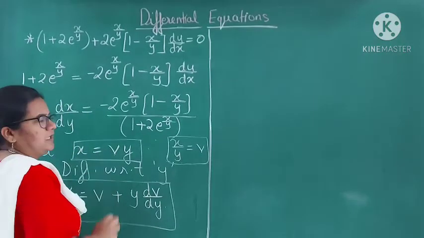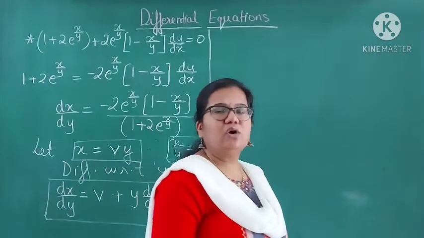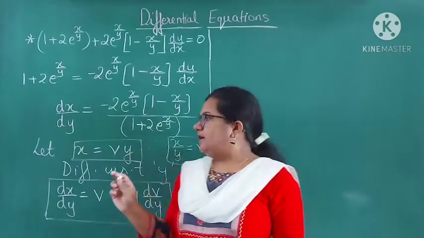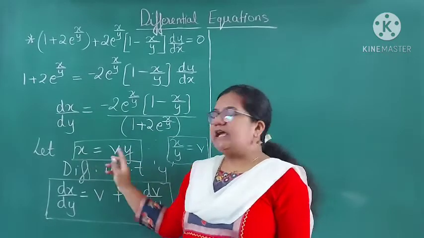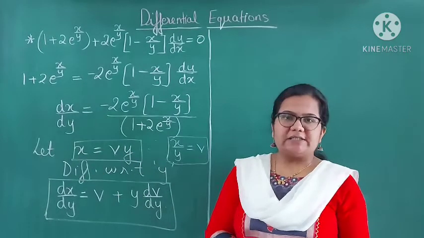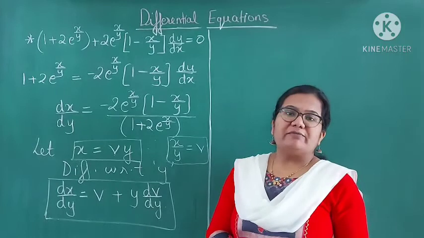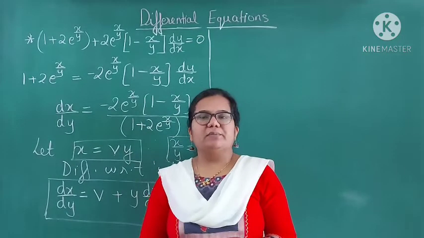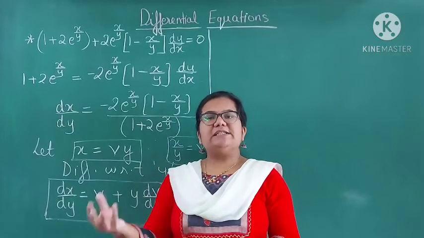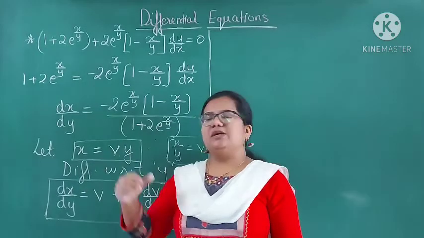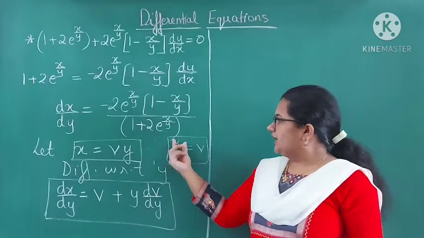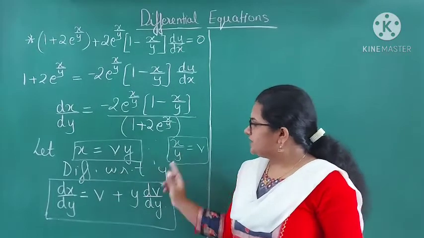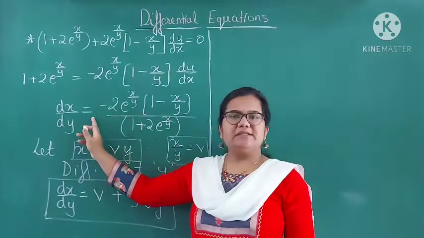When you take y this side, you get x upon y equal to v. That's why, see, in the sum also you have x upon y. If you had substituted y equal to v into x, then x upon y would have become 1 upon v. Then integration would have become more difficult. So the easy way of substitution is x equal to v into y. So you get x upon y is equal to v. Okay. So these three substitutions we will do in this equation.